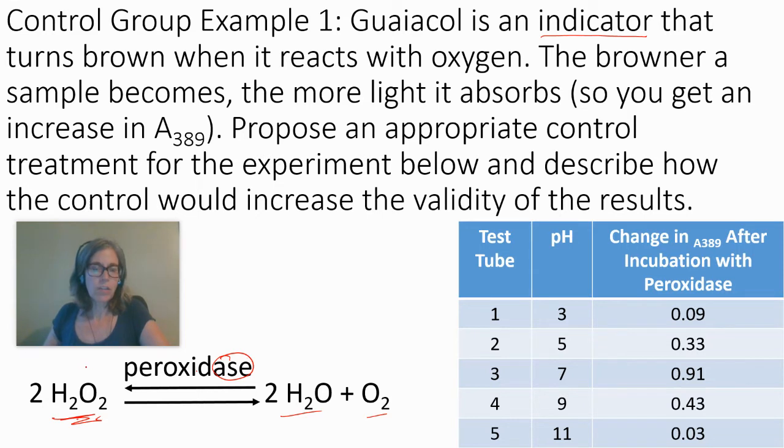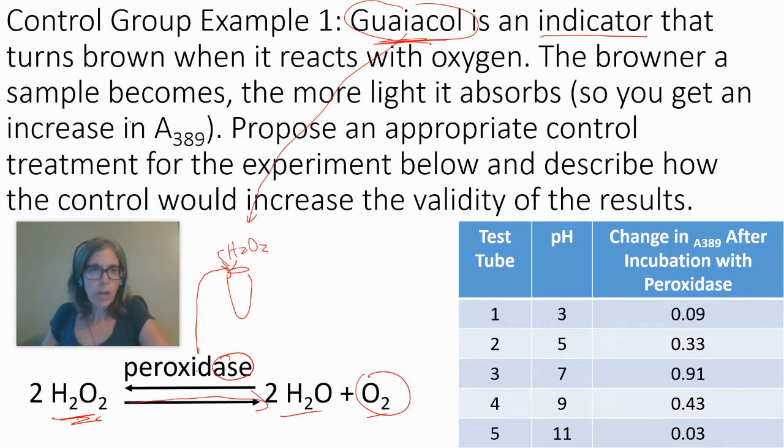So in this experiment, we would have some test tubes, and in the test tubes, we would put hydrogen peroxide, and then we would put peroxidase, and we would also put the guaiacol in it. It would start out clear, but as this reaction proceeds to the right, it's going to make oxygen, which will bind with this indicator, and it'll turn brown. That indicates how much of the reaction has happened because it indicates how much oxygen is produced.